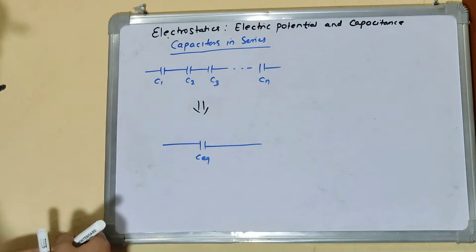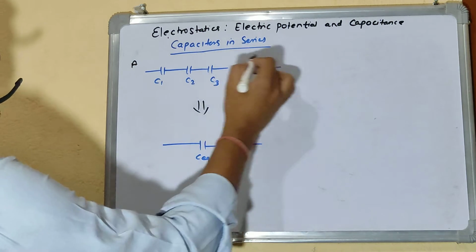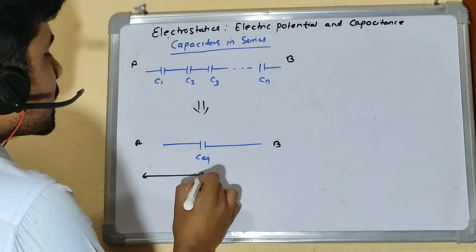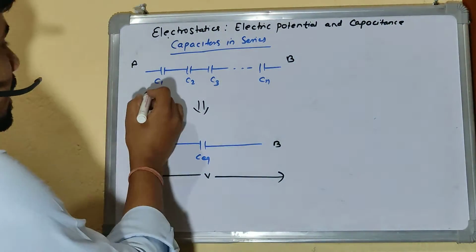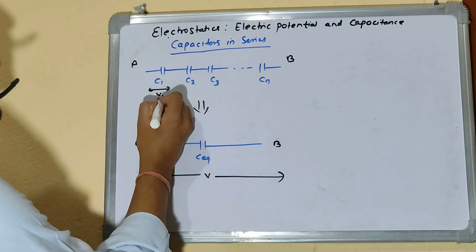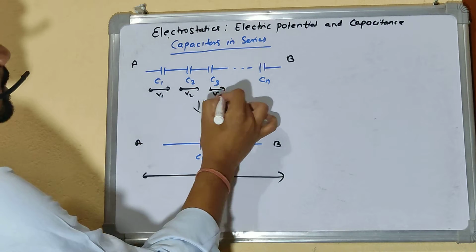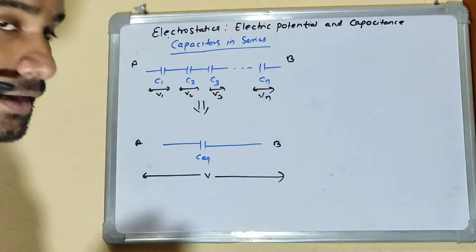Okay, so let's say net potential across this point, let's say this point is A and B, so this is also A and B, and net potential across A and B is V. Net potential across A and B is V. And now let's say the potential difference across C1 is V1, C2 is V2, V3, and then across Cn is Vn, right?